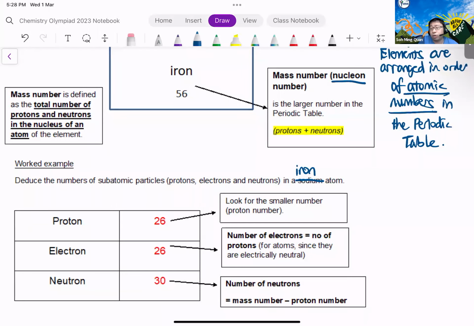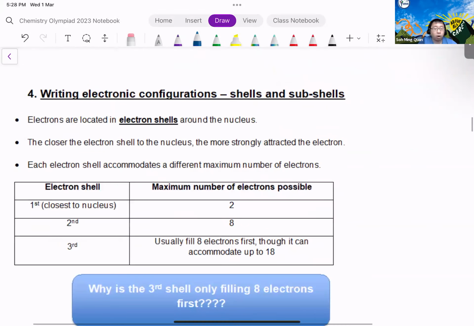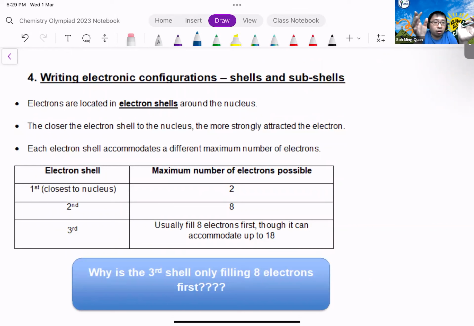We're going to learn how to write electronic configurations using shells and subshells, which I will explain in a short while. But I hope you know by now, chemistry is all about electrons. Even though we learn that atoms contain protons, neutrons, and electrons, the whole of chemistry is essentially about electrons. Where are electrons found? How many electrons are there? How many electrons are there in the outermost shell? How many electrons are lost? How many electrons are gained during a reaction?